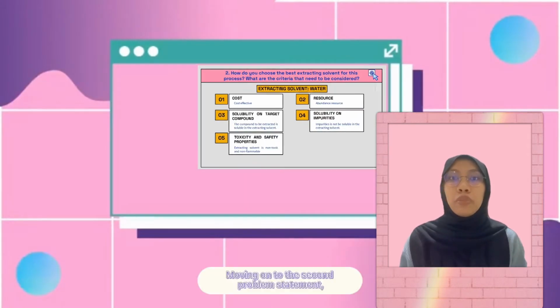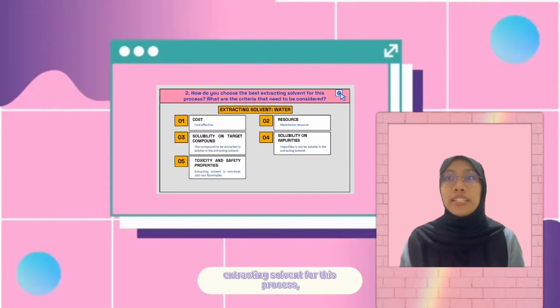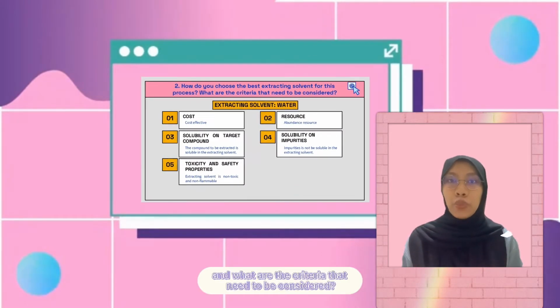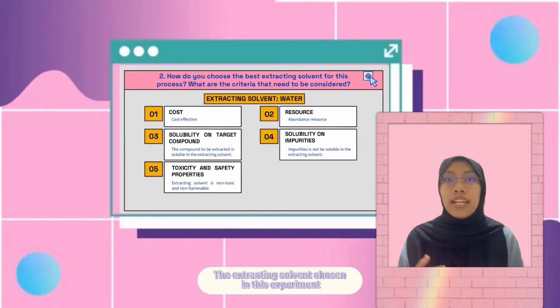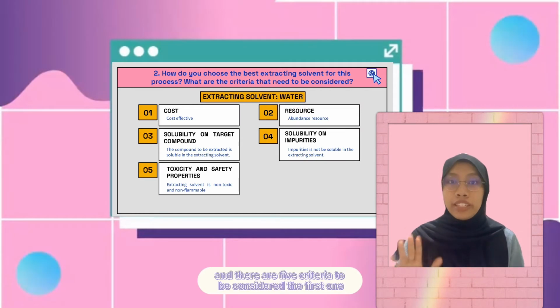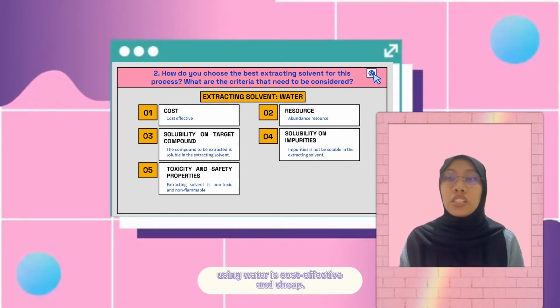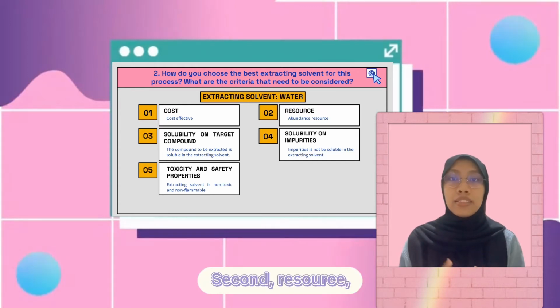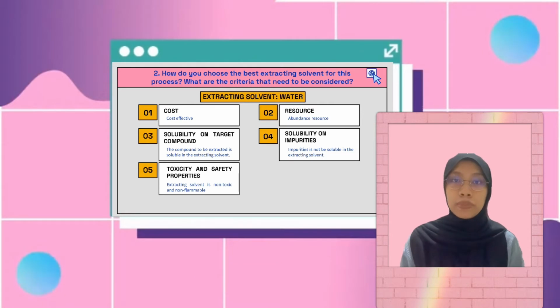Moving on to the second problem statement, how do you choose the best extracting solvent for this process, and what are the criteria that need to be considered? The extracting solvent chosen in this experiment is water, and there are 5 criteria to be considered. The first one, in terms of cost, using water is cost effective and cheap. Second, resource. There is an abundance of water resources such as surface water and groundwater.